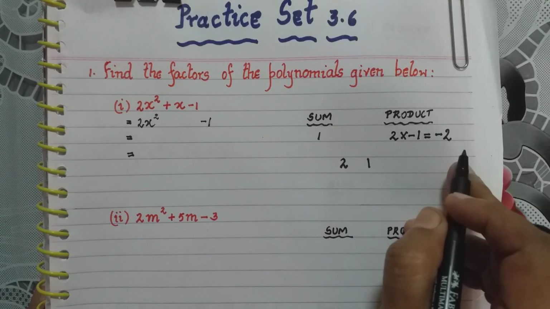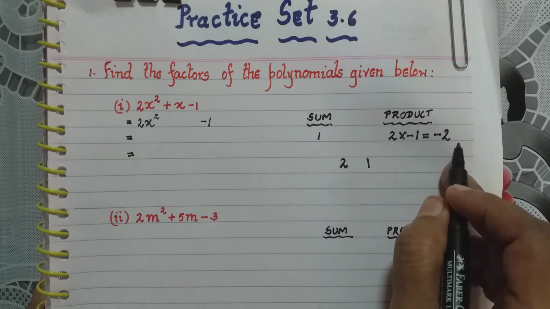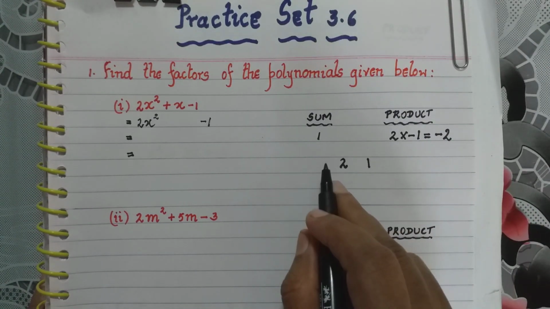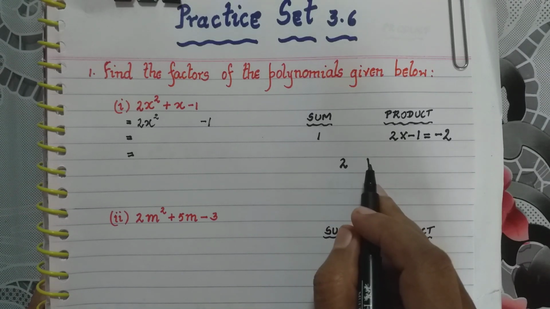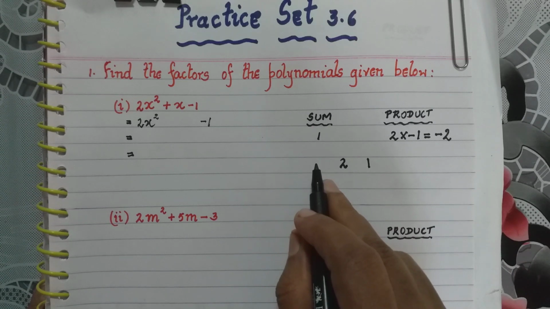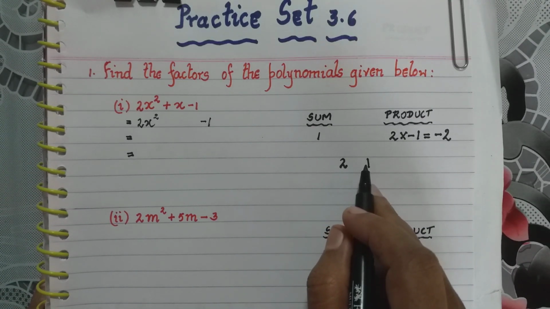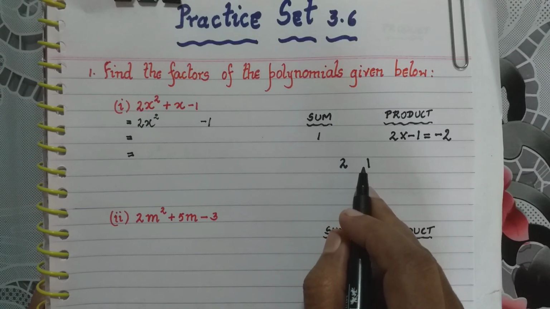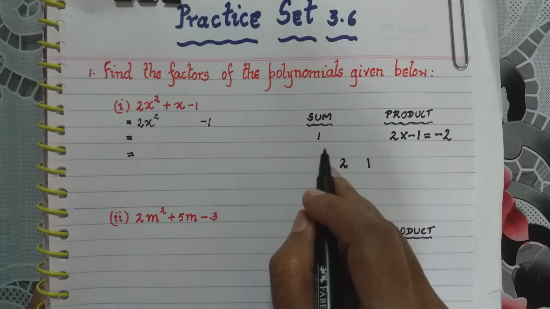Now, whenever the product is having a minus sign, you should remember among the two numbers, one will be positive, the other will be negative. Positive into negative is negative. So, one should be positive, one should be negative. Now, what will give me the hint which one should be positive and which should be negative? That is done by the sum.